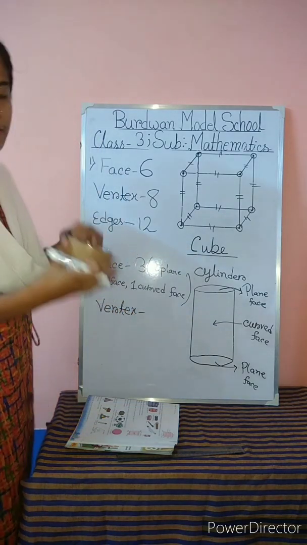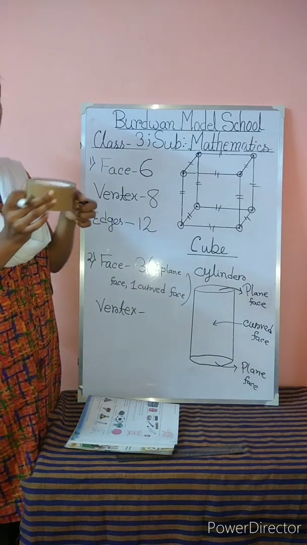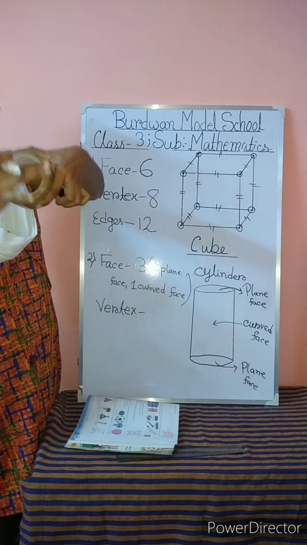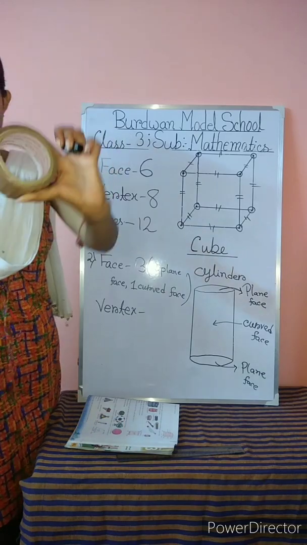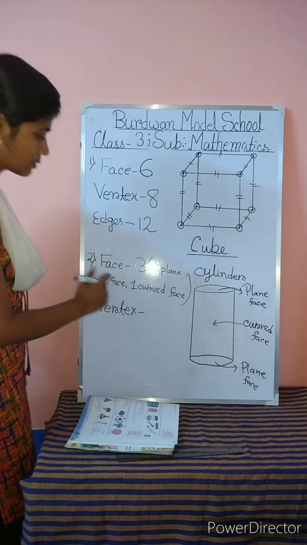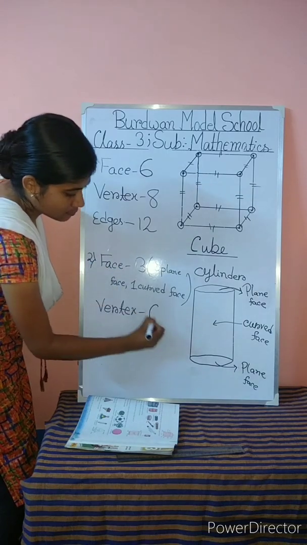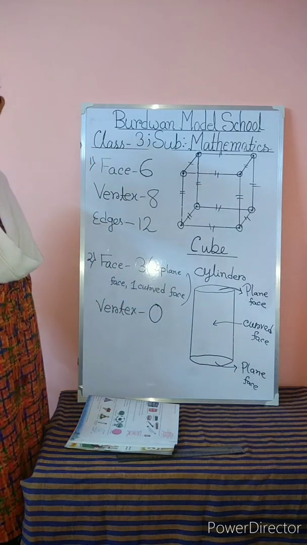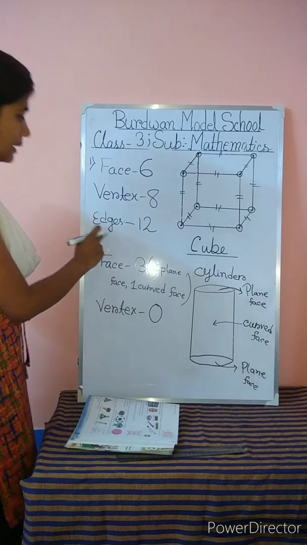Now see student here, can you see any corner here? Can you see any corner here? See student, can you see any corner here? No. So there is no corner, means 0 corner. Now edges.